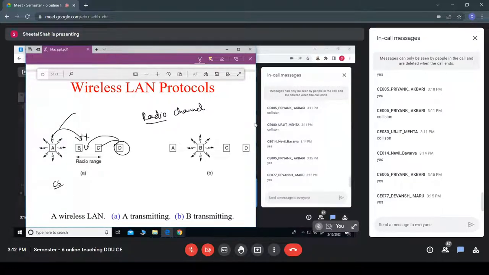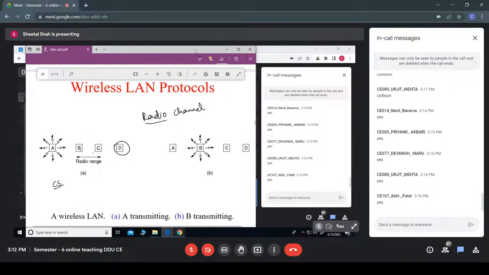Say suppose, consider C. B is in the range of C. Is it clear? But A may not be in the range of C. Are you getting my point? A is in the range of B. C is also in the range of B, but C is not in the range of A.